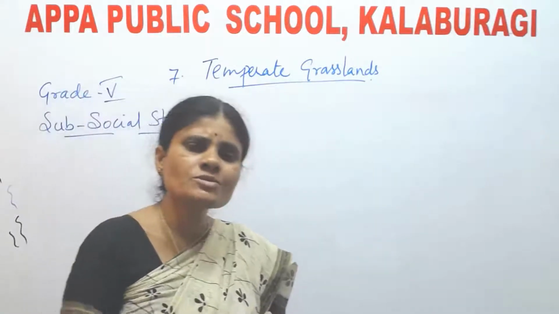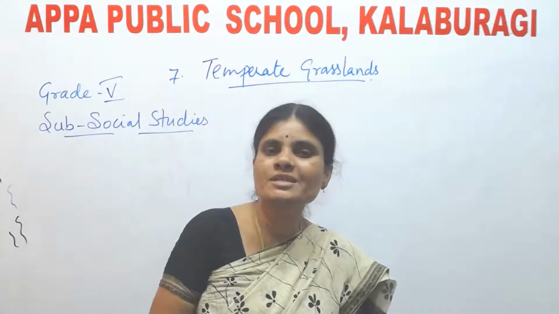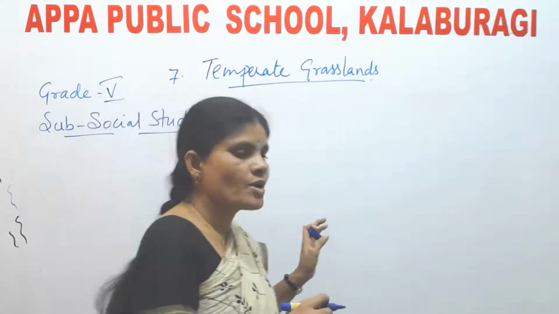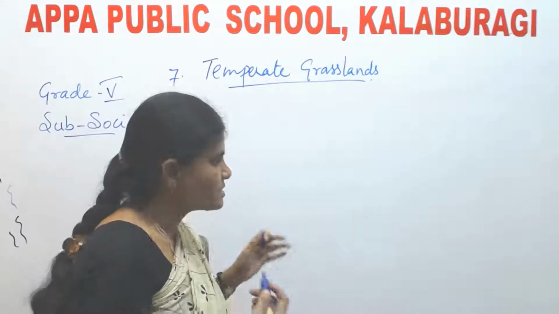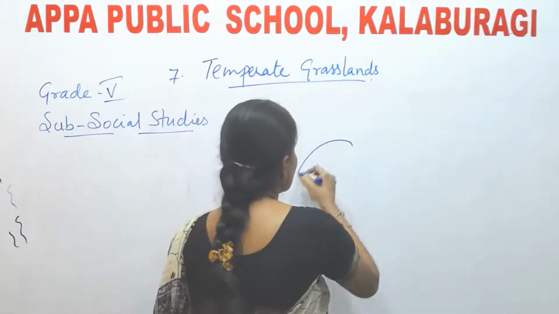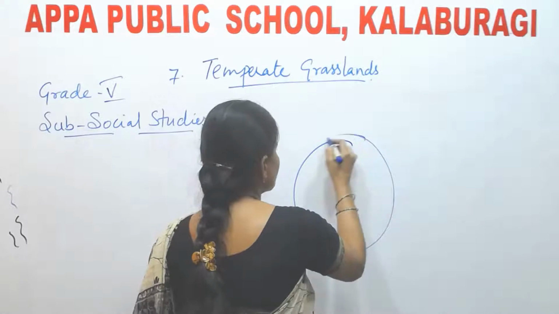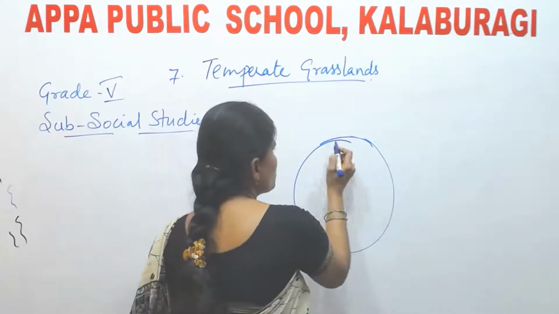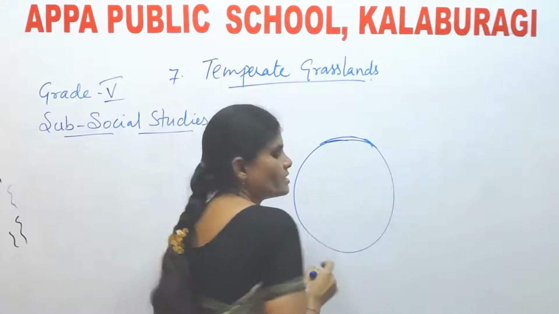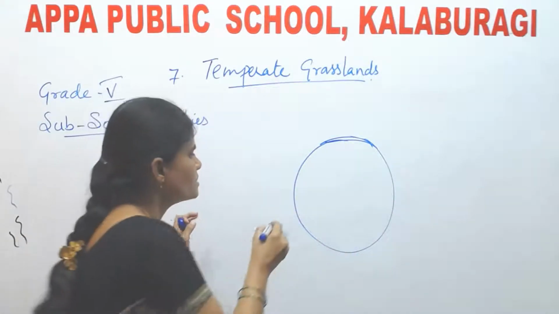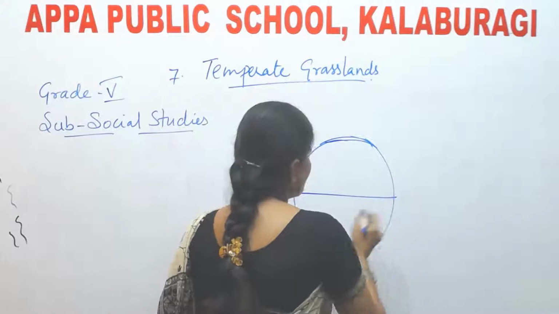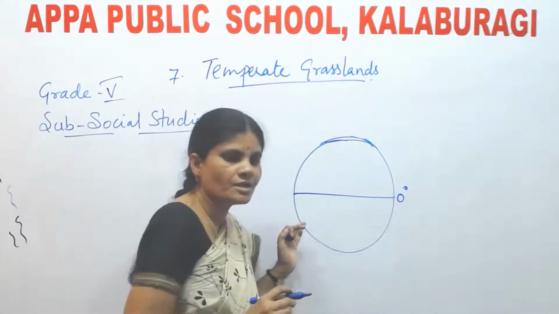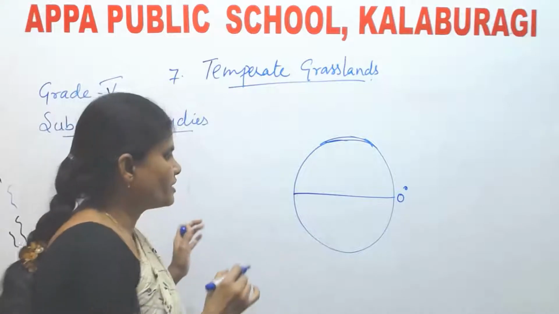See, children, what is northern hemisphere and what is southern hemisphere? I already explained to you, isn't it? Do you have an idea or not? Once again I will tell you. This is the earth, or this is the globe. Globe is the small model of the earth. Understood? Here we have the equator, 0 degree latitude. 0 degree latitude is called the equator.